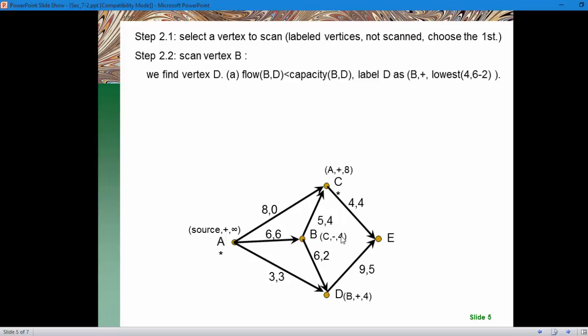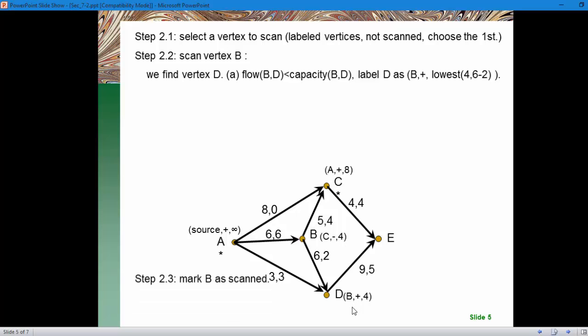Now just one comment here. Let's say, for example, that this number right here at the label of B was 3, for some reason. Then even though we have 4 units of space that we can increase the flow along this edge, we only have 3 units of flow at this point that we can increase. So this is important. Even though we have room for 4, we can only bring up to what this amount is telling us.